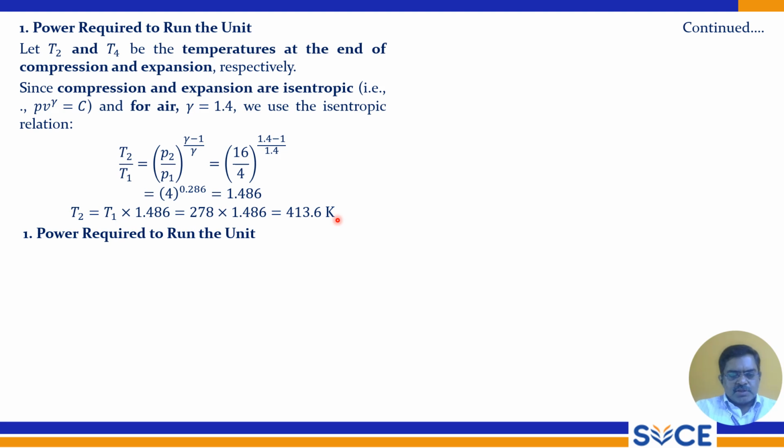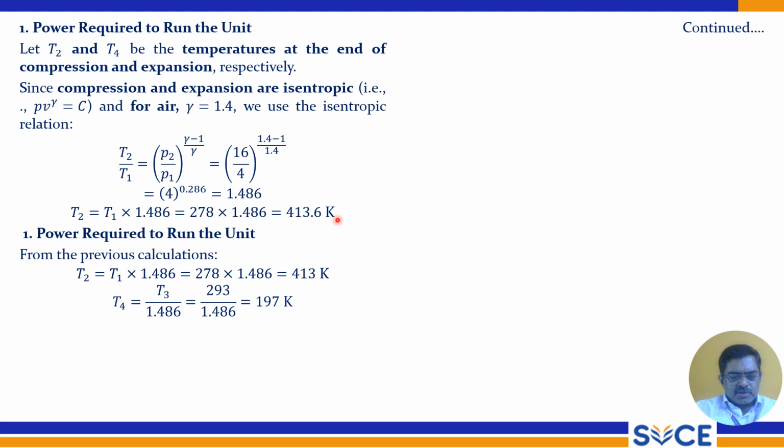Power required to run the unit. So first one we can calculate. From previous calculations, you can see here T2 equal to 413 and T4 equal to T3 divided by 1.486, equal to 293 divided by 1.486. So that is equal to 197 Kelvin. So T4 we know now, and also we have calculated T2.